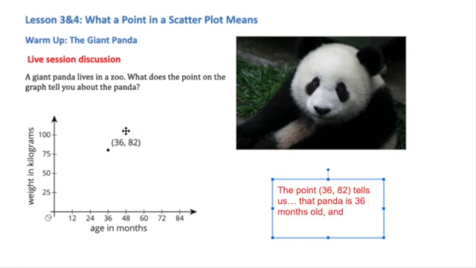And the 82 is my y value. It really should be a bit higher, but that's okay. That 82 is the panda bear's weight in kilograms. So that 36-month-old panda weighs 82 kilograms. So we are going to be focusing on a lot about what points tell us on graphs.